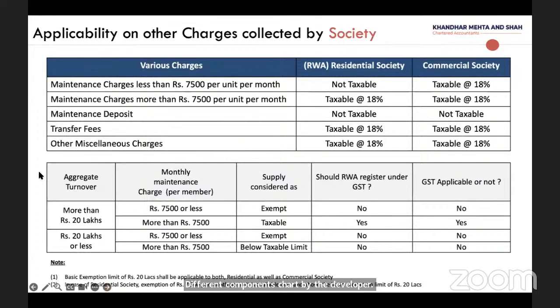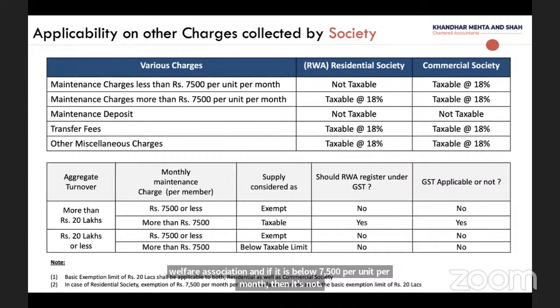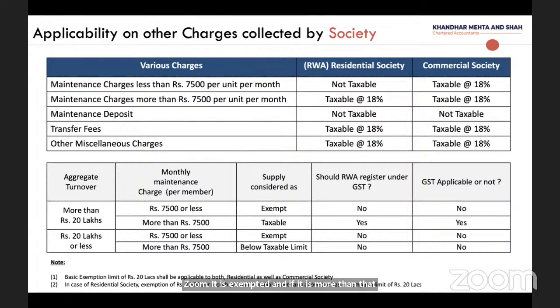Now, briefly touching upon the maintenance charges, 7,500. It was clarified that if it's collected by a residential welfare association, and if it is below 7,500 per unit per month, then it's exempted. If it is more than that, then 18% GST will be applicable.